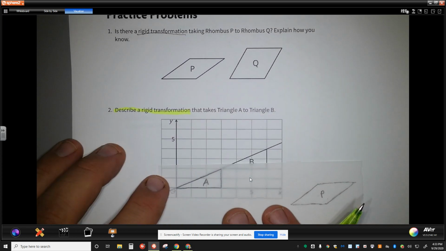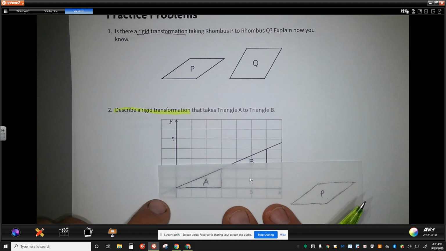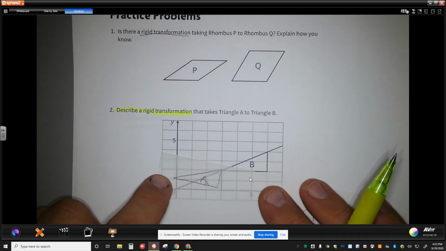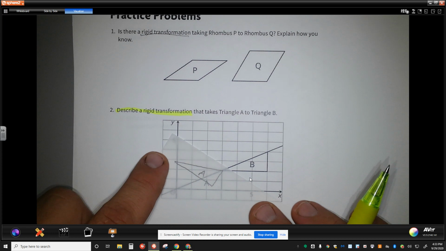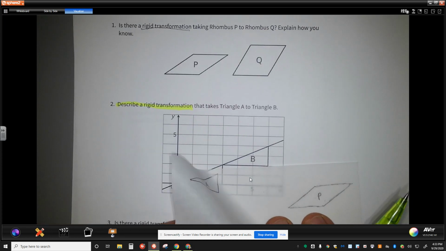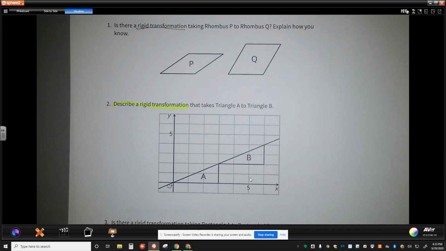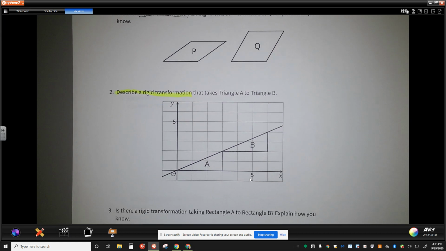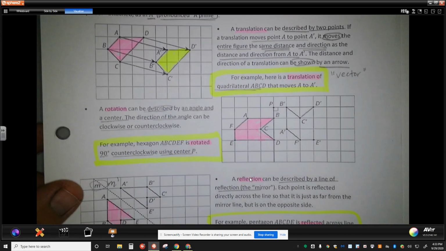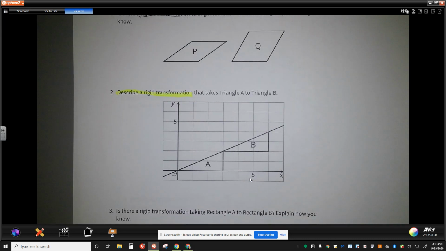If it's translating, where is it translating from and where is it translating to? If it's rotating, what is it rotating around, for how many degrees, and in which direction? If we're reflecting, across which line are we reflecting, and where will that figure end? Be very specific in your descriptions, please. Again, refer back to this page for sentence starters to help you to remember how to write those descriptions.